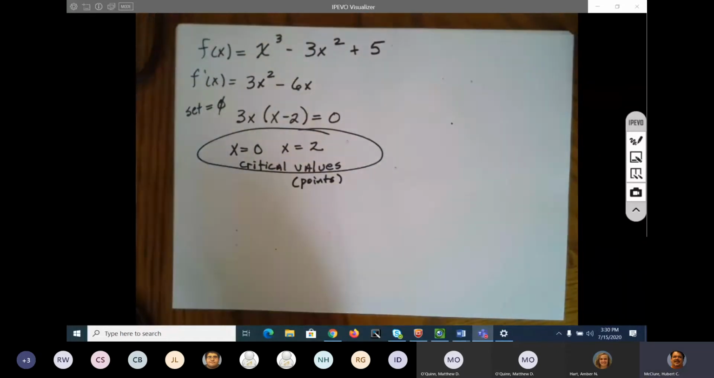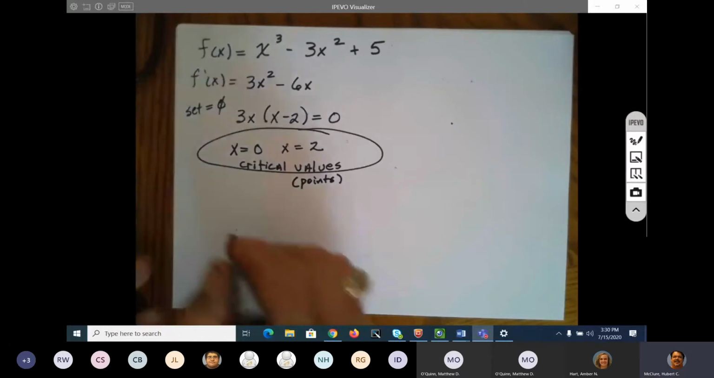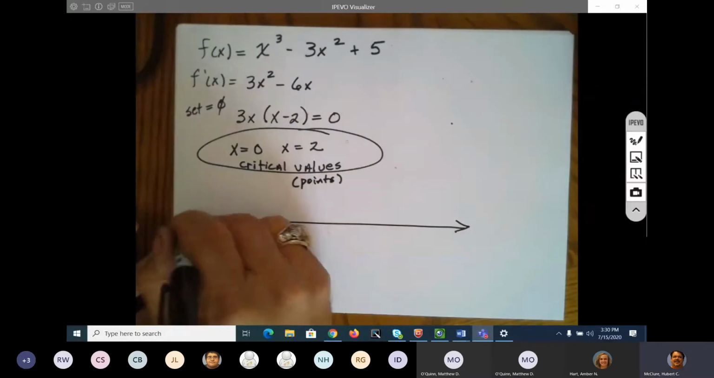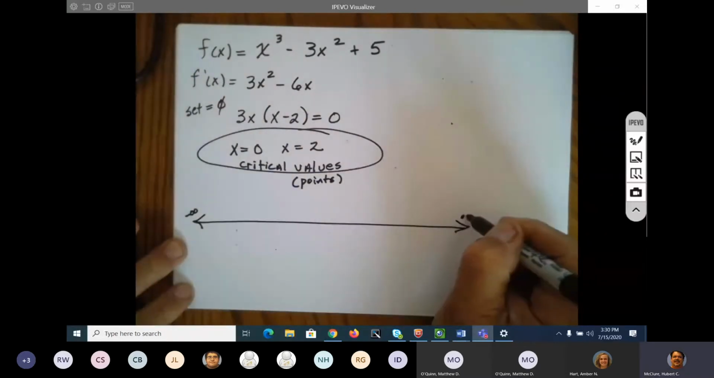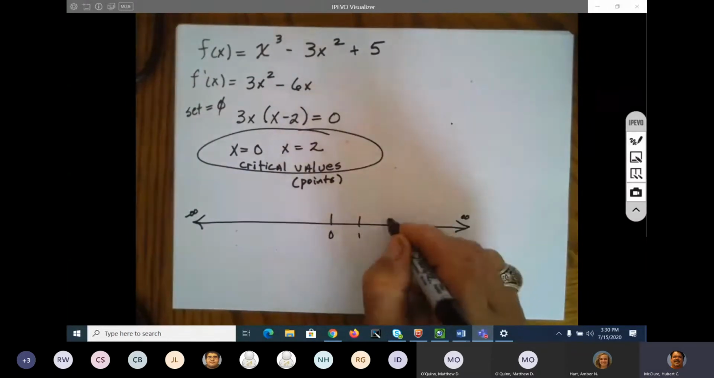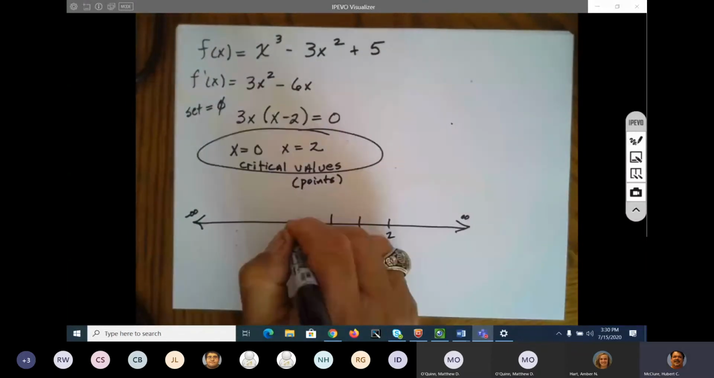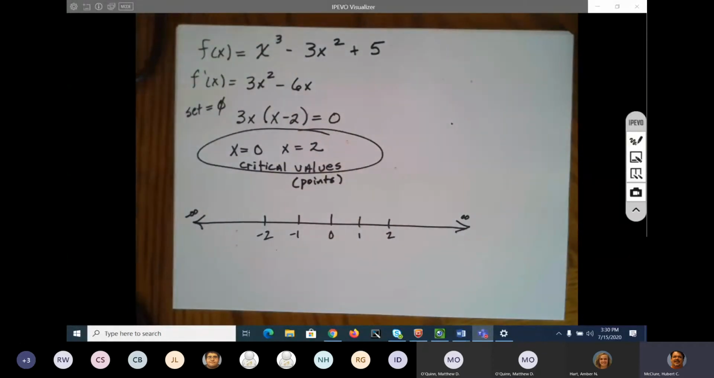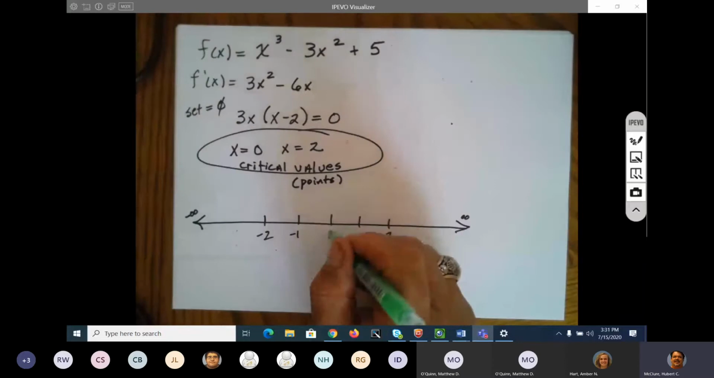Okay, those are the numbers that you put on the number line. So I draw a number line. Negative infinity, positive infinity, 0, 1, 2, -1, -2. And I'm going to highlight in yellow or green. Where's my green highlighter? I'm going to highlight my 2 critical values in green.